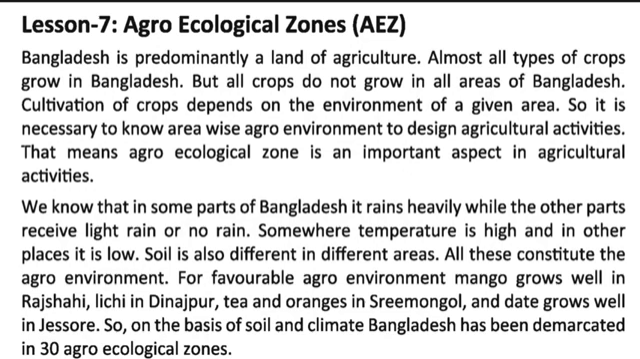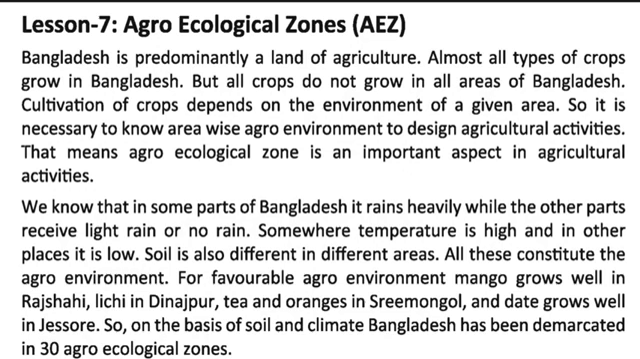Almost all types of crops can grow in Bangladesh, but all crops do not grow in all areas of Bangladesh. We cannot produce all types of crops in all areas, and it varies from place to place. Cultivation of crops depends on the environment of a given area. So the environment plays a very important role in producing crops in an area.